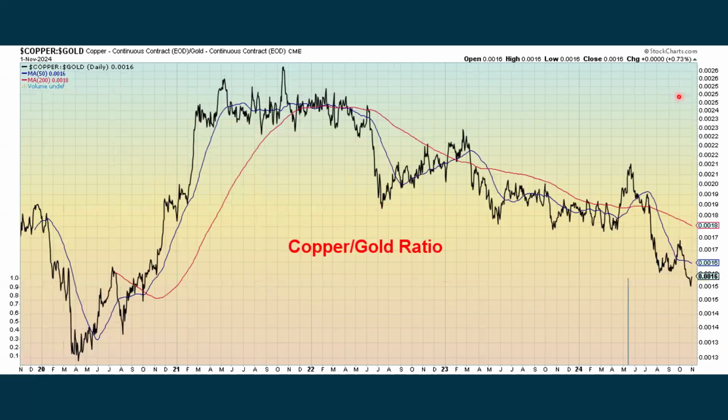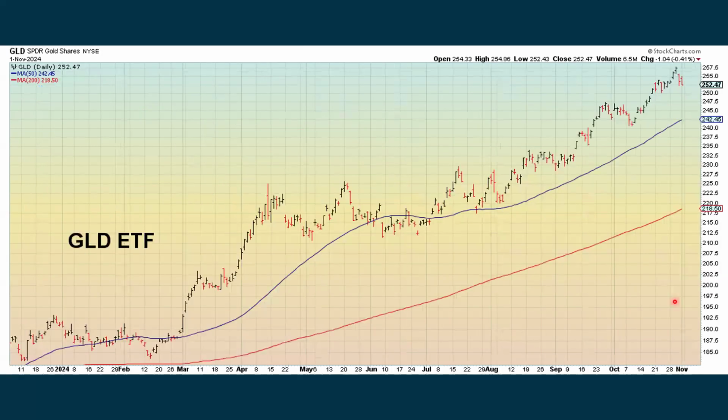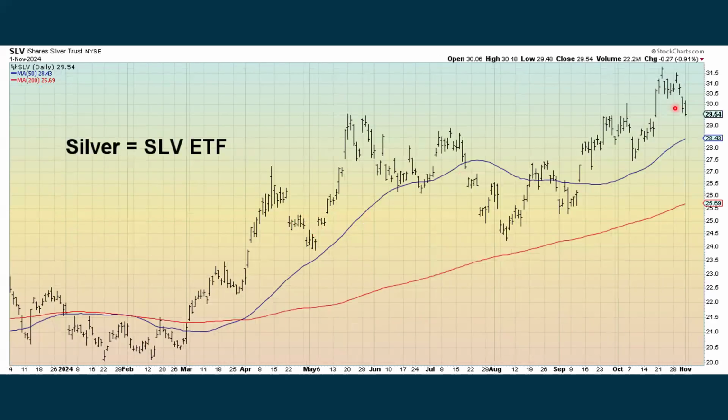We look at a copper to gold ratio. When this is going down the way it is now, that means that copper is underperforming gold. And gold's coming off of setting a recent all-time high here in an uptrend. Silver also in an overall uptrend.